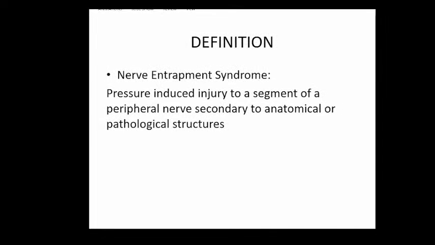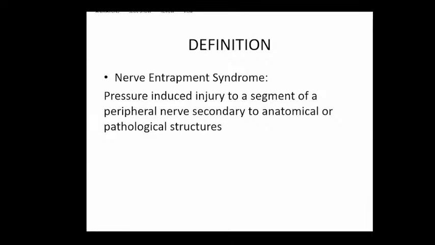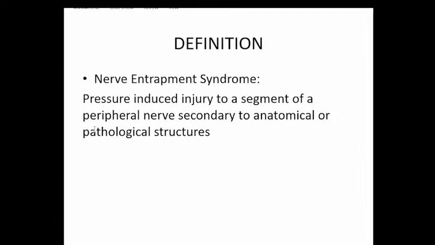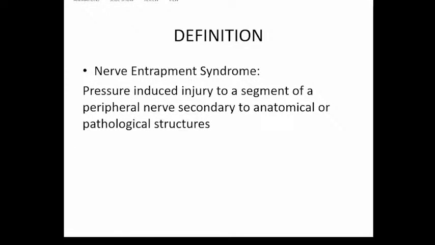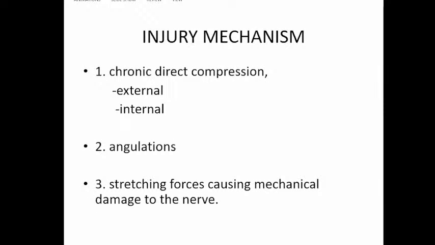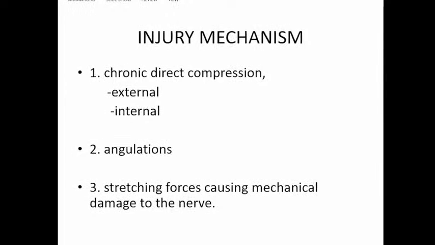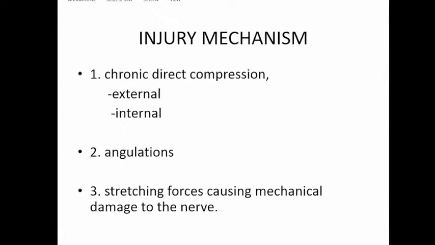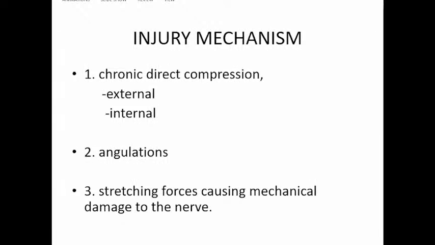Or even a fracture of the wrist can cause carpal tunnel syndrome because the fracture has reduced the size of the carpal tunnel. What are the mechanisms of injury in nerve entrapment syndromes? They include: 1, chronic direct compression, which may be external or internal.